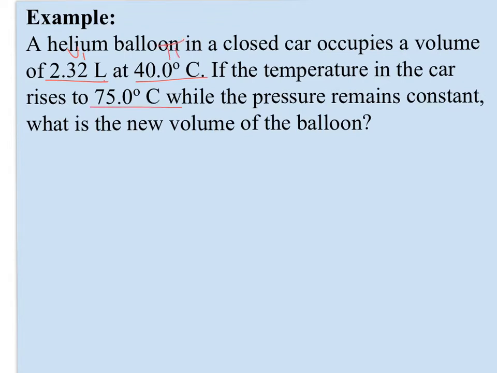If the temperature in the car rises to 75 degrees, there's T2. Well, the pressure remains constant. What's the new volume? So I'm being asked for V2. And just a quick note here, when you're doing these with your textbook, obviously you shouldn't be writing in your textbook. So a lot of times I just make a chart over here. As I see the numbers, I just write down, okay, that's a volume, 232 liters. There's a temperature, 40 degrees Celsius. There's a second temperature, 75 degrees Celsius. And V2 is what I'm being asked for.